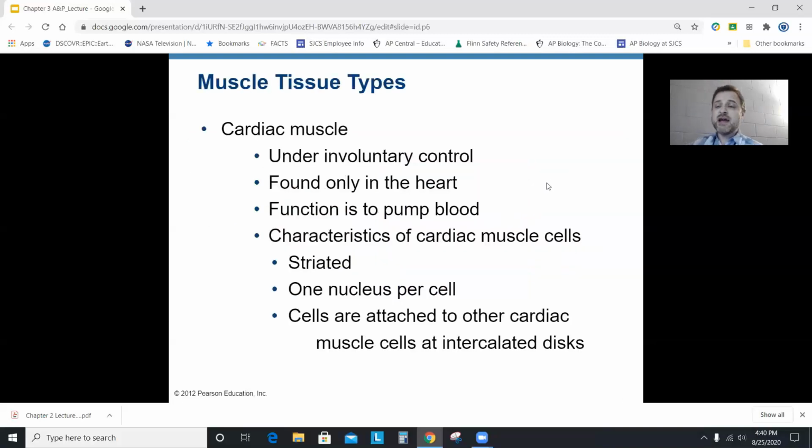Okay, cardiac muscle is involuntary. This is only found in your heart. You don't have to think for your heart to pump. The function is to pump blood. The characteristics here, they're striated, they have stripes. There's only one nucleus per cell. And cells are attached to one another through these structures called intercalated discs.